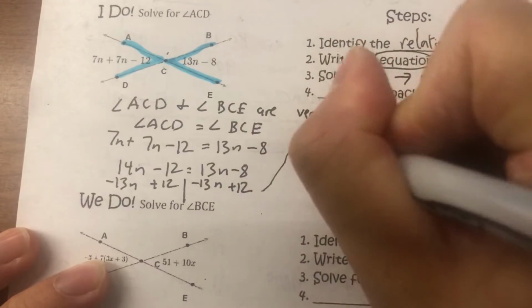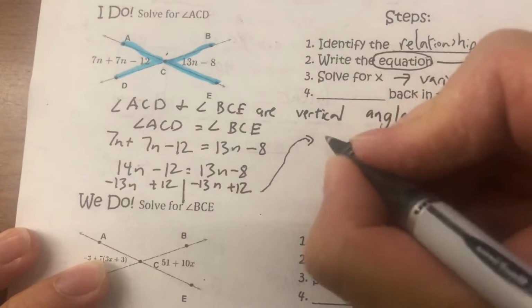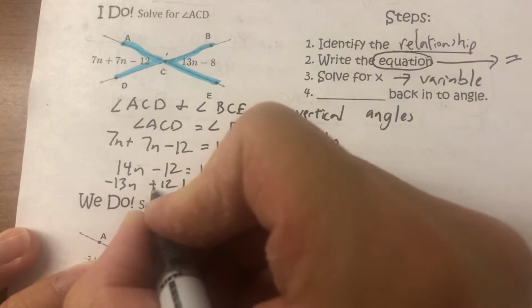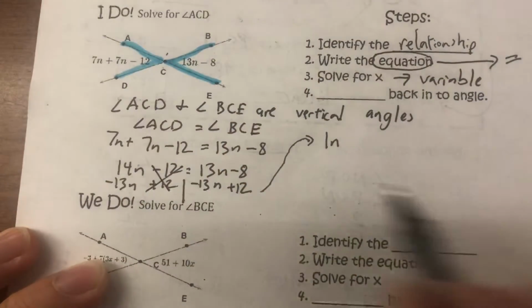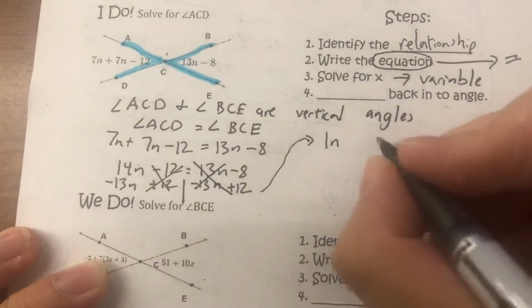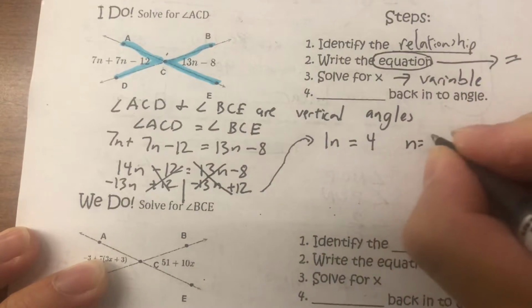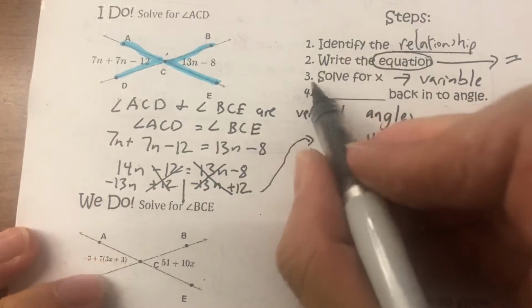So moving over here, I get 14n minus 13n is 1n. Negative 12 plus 12 cancels out. Negative 13n minus 13n cancels out. And negative 8 plus 12 gives me 4. So n is equal to 4. That is my third step.